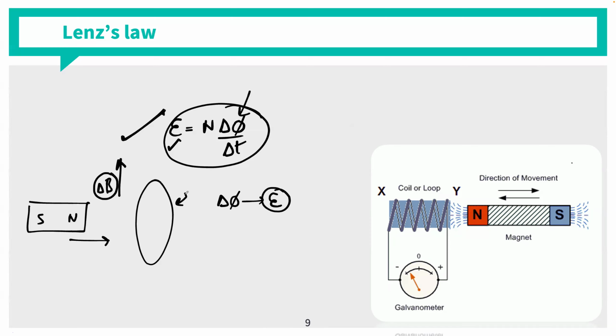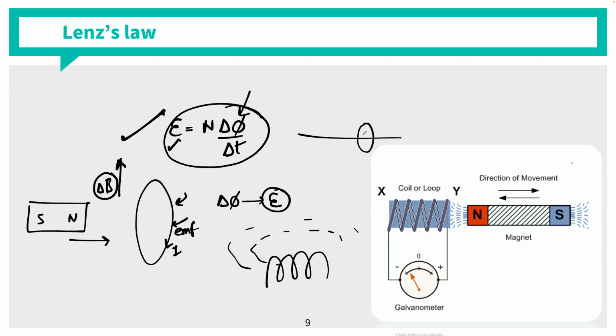So what Lenz has stated is that whatever EMF is induced in this loop, which will lead to the flow of current in the loop, the current will be in such a way that it will produce a magnetic field around the loop. Why will current produce a magnetic field? I mean, you know that a current carrying coil produces a magnetic field around it, right? A current carrying conductor also produces a magnetic field around it. So whenever there's a current flowing in the conductor, it produces a magnetic field.